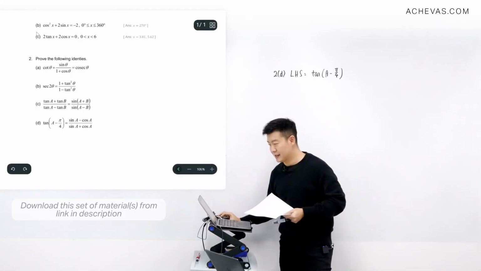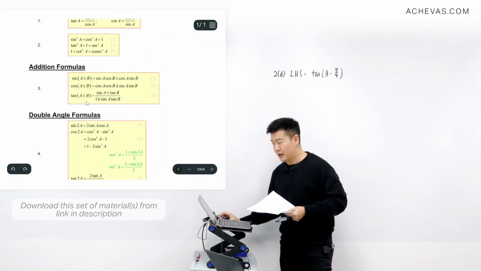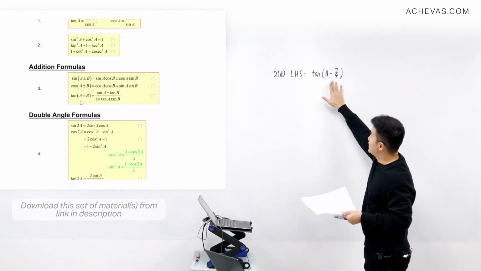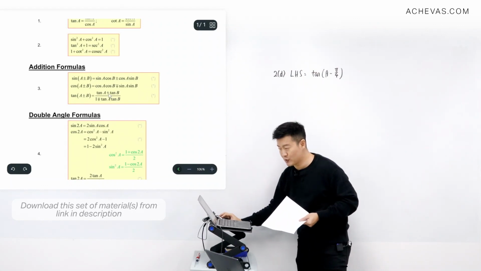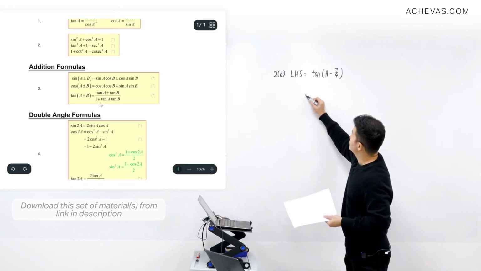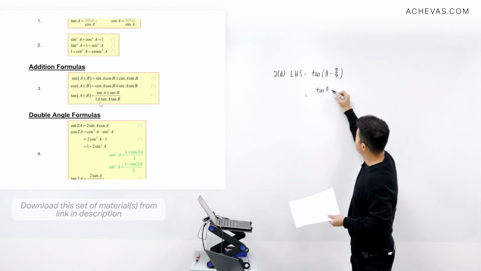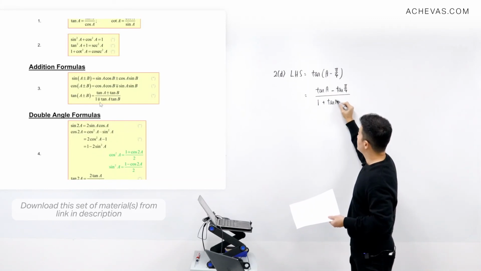The identities that I'm going to be using, one of them will be this over here. Addition formulas, tangent A plus B, or tangent A minus B, which we have a case here. So we are using minus, which is the symbol at the bottom, and I'm going to use the same symbol at the bottom for all this on the right-hand side. So re-expressing this, it is going to be equal to tangent A minus tangent pi over 4, divided by 1 plus tangent A tangent pi over 4.